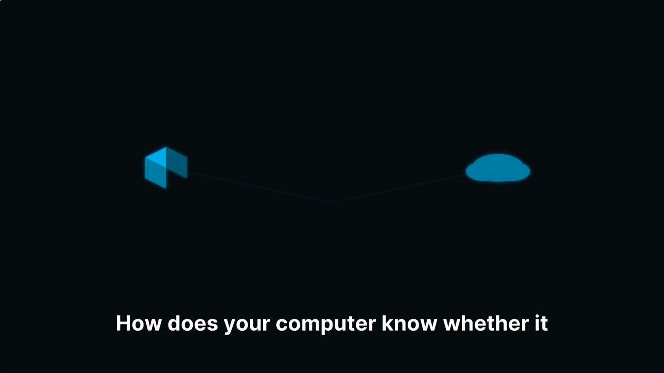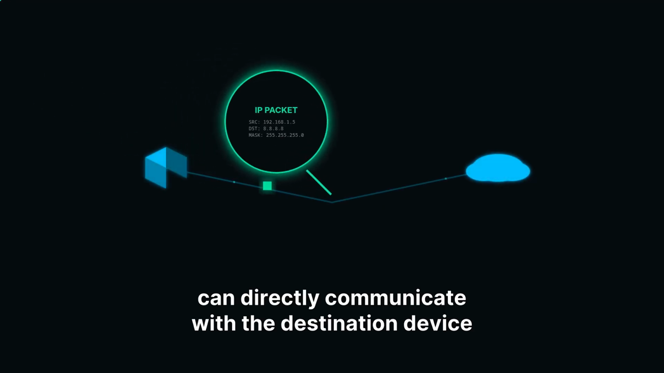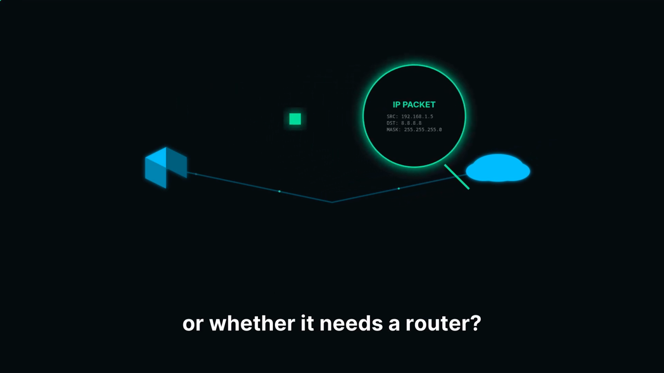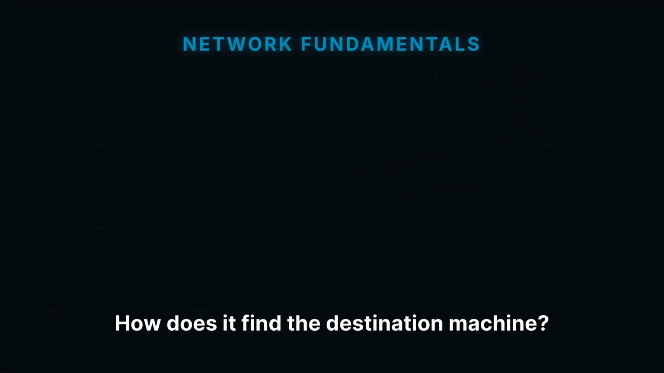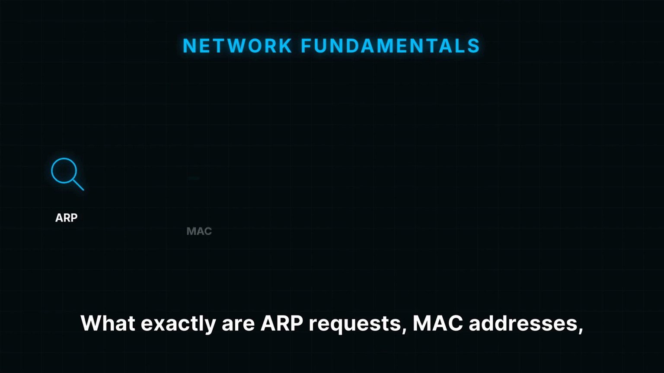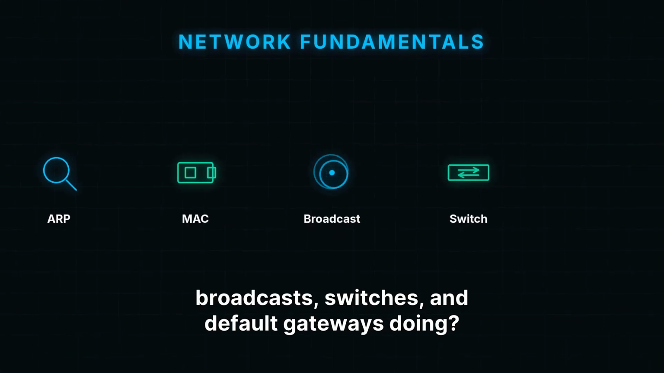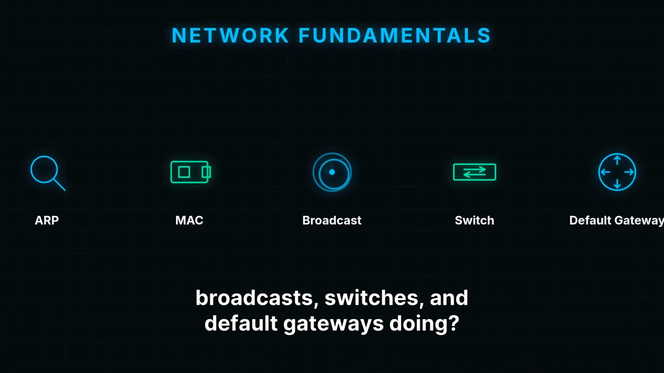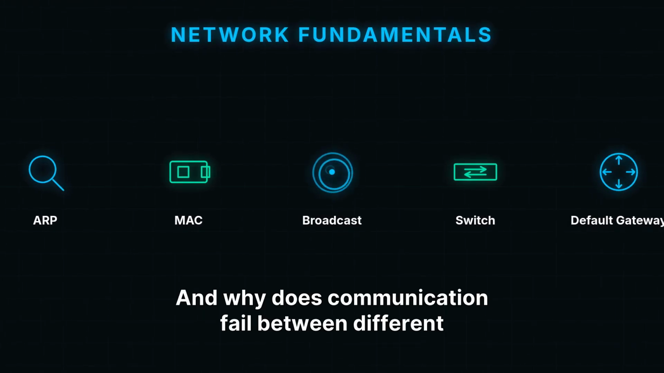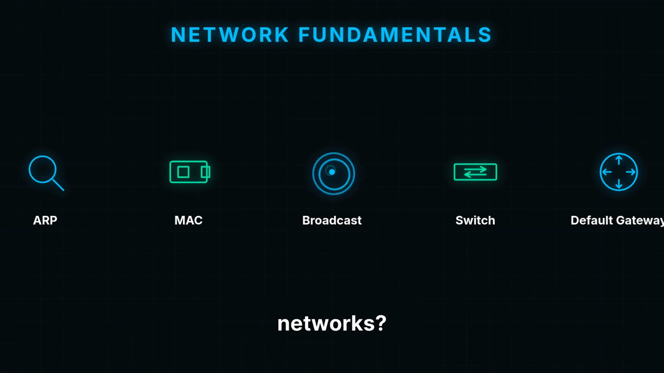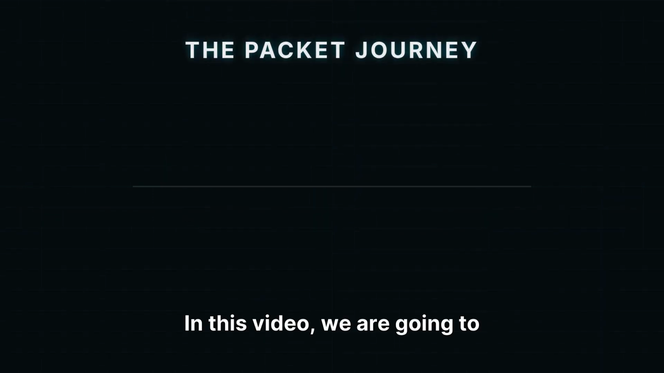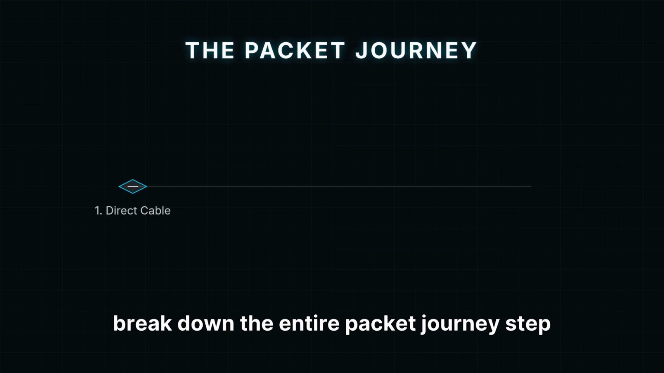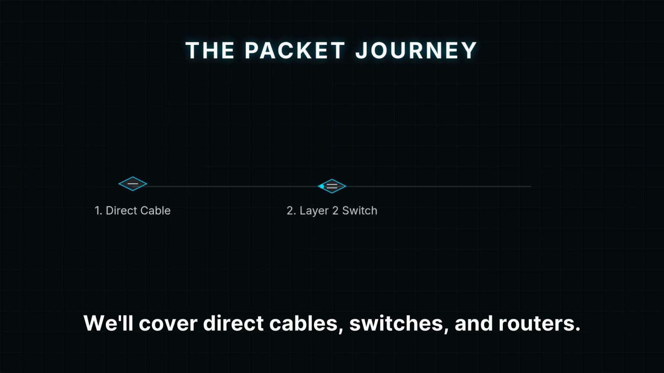How does your computer know whether it can directly communicate with the destination device or whether it needs a router? How does it find the destination machine? What exactly are ARP requests, MAC addresses, broadcasts, switches, and default gateways doing? And why does communication fail between different networks? In this video, we're going to break down the entire packet journey step by step. We'll cover direct cables, switches, and routers.